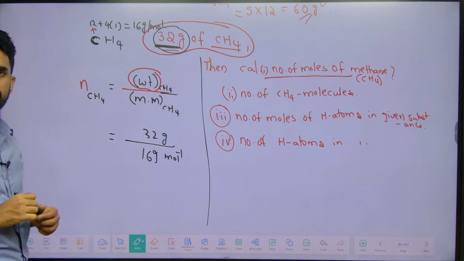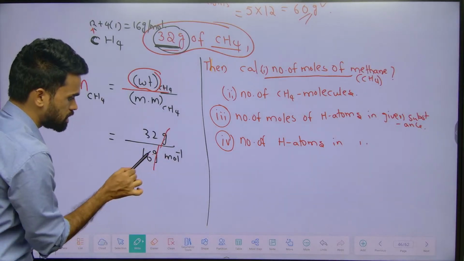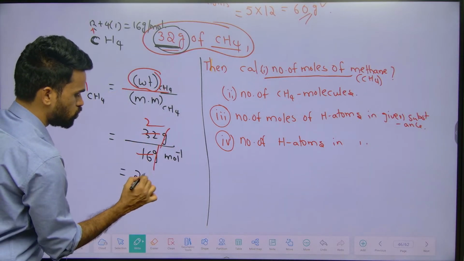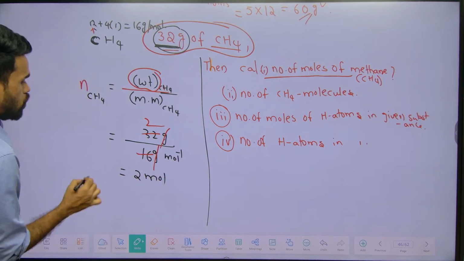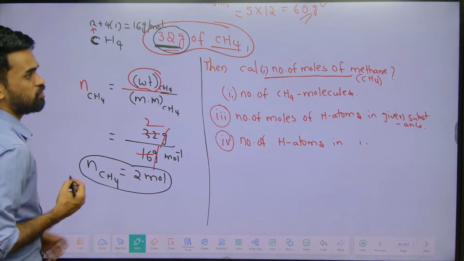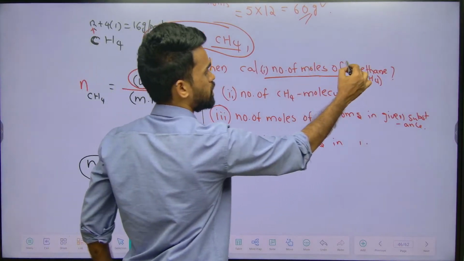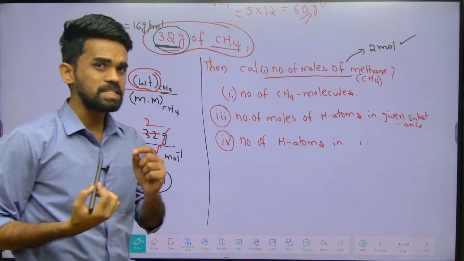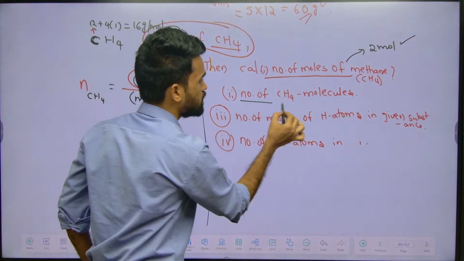You take it like this: gram cancels, 16 twos are 32, so I can write 2 mole in the numerator. How many moles of methane did we get? 2 moles of methane. So for the first question, the number of moles of methane is 2 moles. This is perfectly correct. Then next, they are asking number of methane molecules.